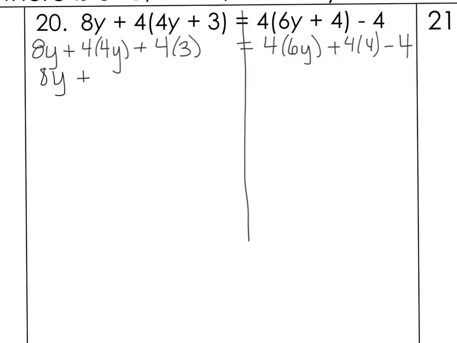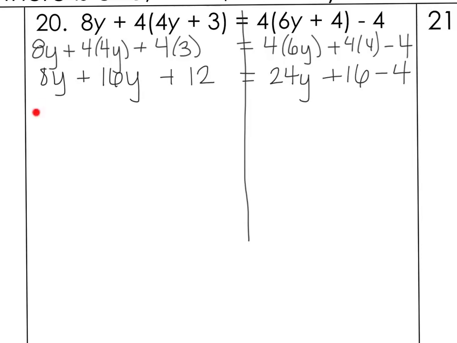8y plus 4 times 4 is 16y plus 12 equals. Keep on going. Don't continue on the left. You will screw yourself up. 24y plus 16 minus 4. Go back all the way over here to the left and work your way to the right.